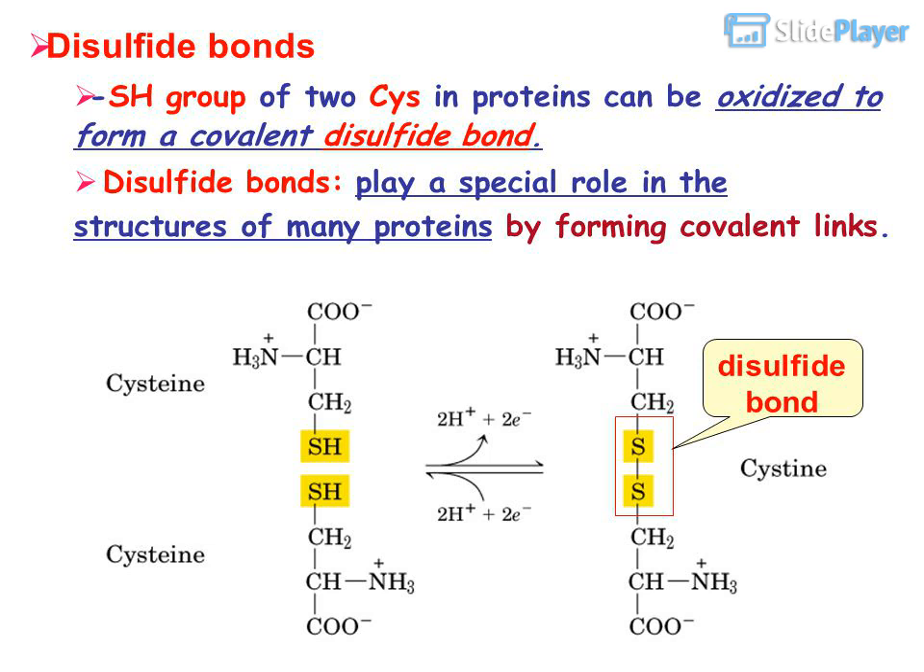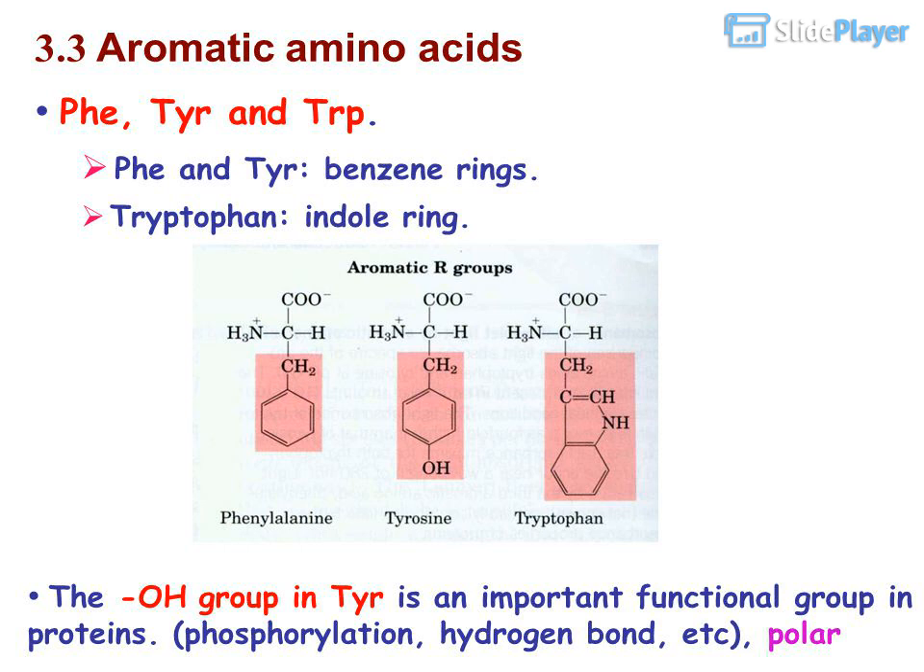Disulfide bond. 3.3 Aromatic amino acids: Phe, Tyr, and Trp. Phe and Tyr have benzene rings. Tryptophan has an indole ring. The OH group in Tyr is an important functional group in proteins: phosphorylation, hydrogen bonding, etc. Polar.